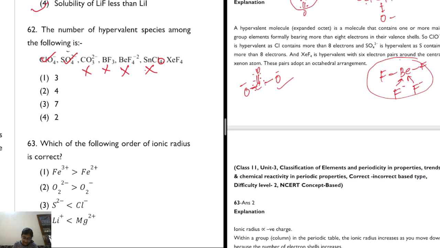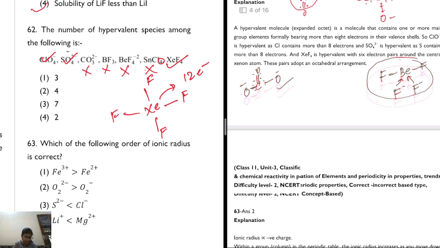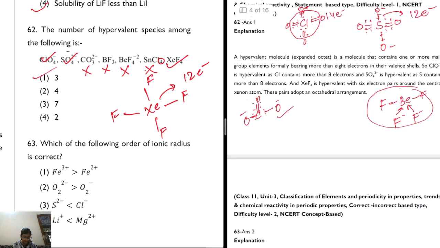CF4. Yes, XeF4 is hypervalent. You see the structure of it already had 8 unpaired electrons. Now it has formed bonds with 4 fluorine atoms. That is, it has 4 electrons more. That is 12 electrons. So how many species do we have now? 3. Let's see the next question.